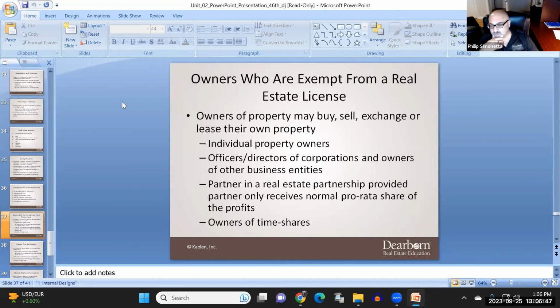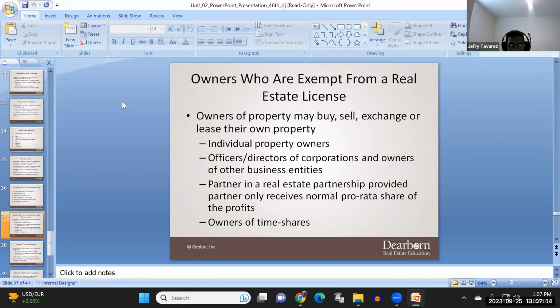A partner in a real estate partnership, provided each partner receives normal prorated shares of profits. So if you have three or four partners and you each receive an equal share, you don't need a real estate license to sell it. But if one partner owns 50% and the others own 25% and 25%, you need a license. It can't be unequal shares. It has to be equal.